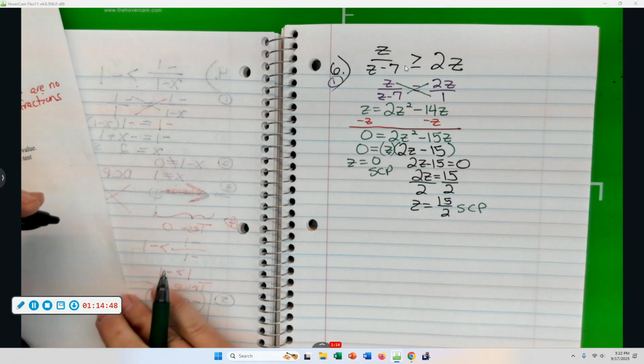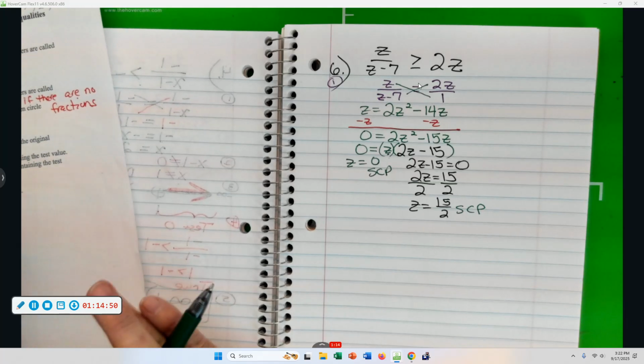How are we going to label these solution cut points, open circles or closed circles?